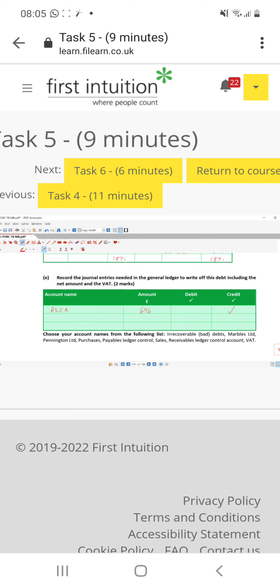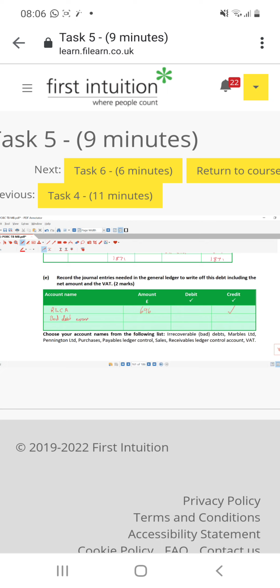But what I want to show is this bad debt expense, and this is where I have to separate out the bad debt and the VAT. I know that 696 is the gross amount, so to get back to the net amount and the VAT amount, I will have to divide that 696 by 1.2, as that is 20%. If I do that, 696 divided by 1.2, the net bad debt expense will be 580.